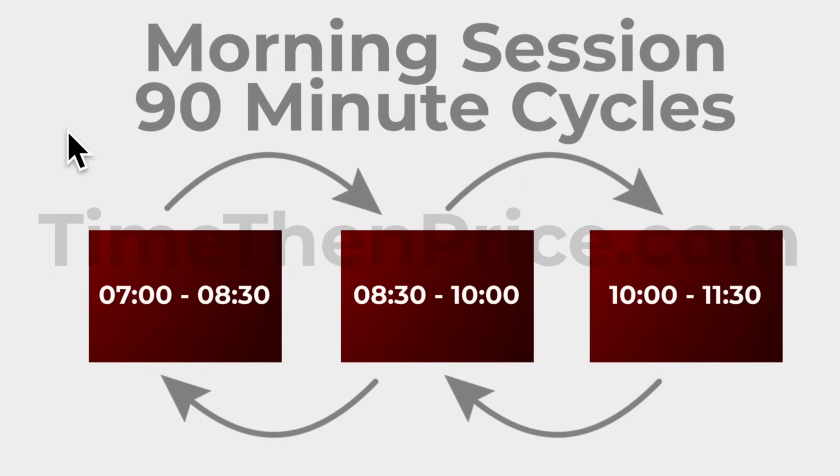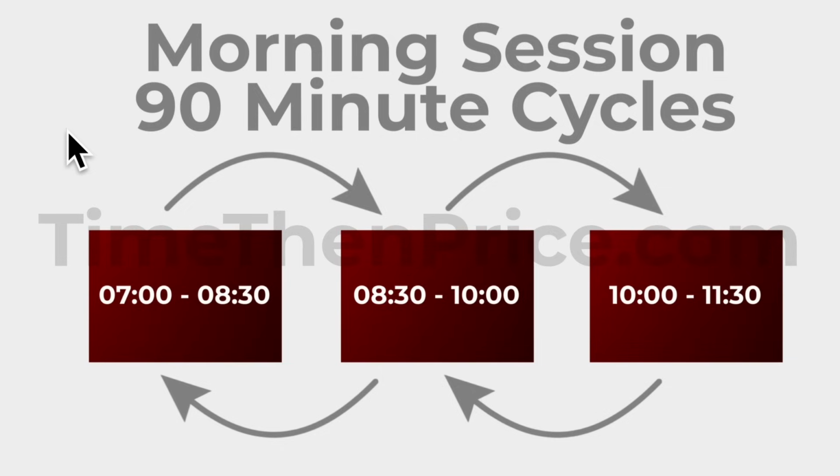When we then pay attention to the New York morning session, it's important to note that it begins at 7 a.m. and it ends at 11:30 a.m. This window of time can be split into 3 90-minute cycles, with the first 90-minute cycle beginning at 7 a.m. and ending at 8:30 a.m. This is referred to as AM1. The second 90-minute cycle begins at 8:30 a.m. and ends at 10 a.m. This is AM2. And the third 90-minute cycle begins at 10 a.m. and ends at 11:30 a.m.